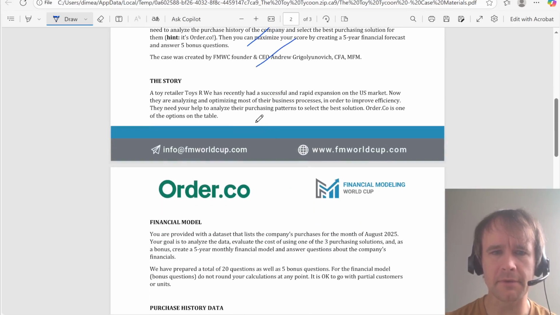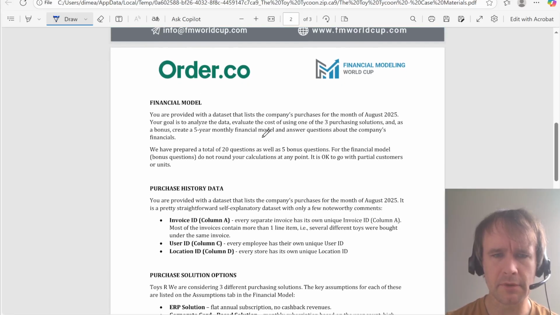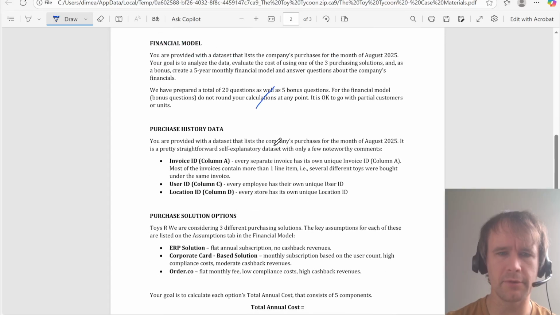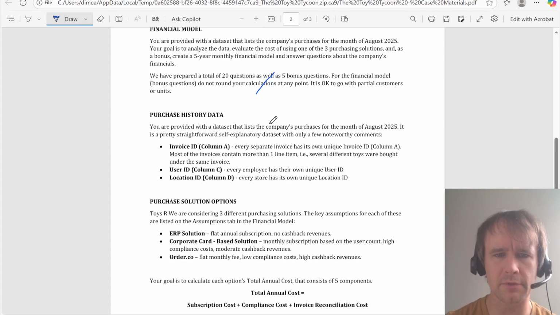Recently had a successful rapid expansion in the US market. Analyze. Fine. Company's purchases for the month of August 2025. Analyze the data. Evaluate the cost of using one of the three purchasing solutions. Okay. 5-year monthly financial model. Okay, so we might not need to do the three. Okay, fine. Purchase history data. You're provided with a data set that lists the company's purchases for the month of August. It's pretty straightforward, self-explanatory data set. Okay, let's look at that.